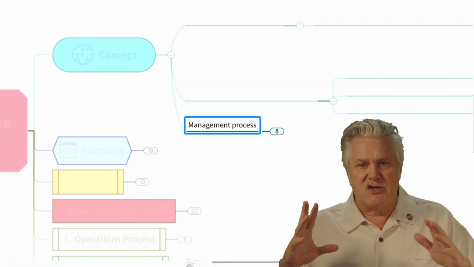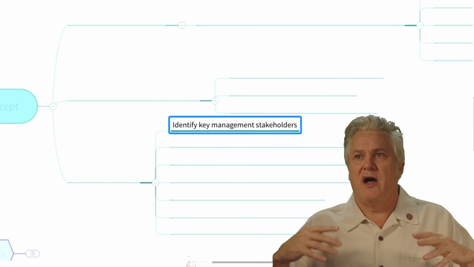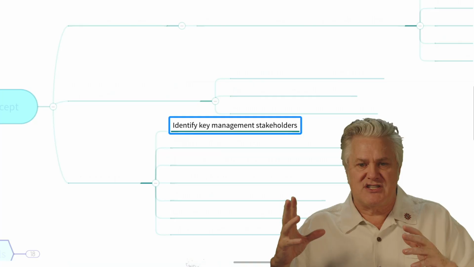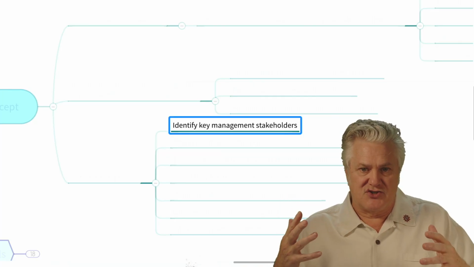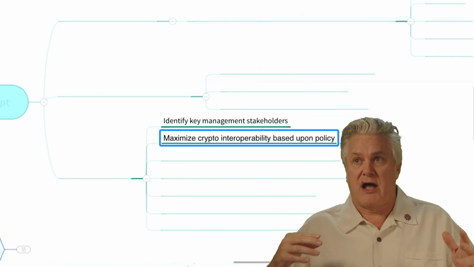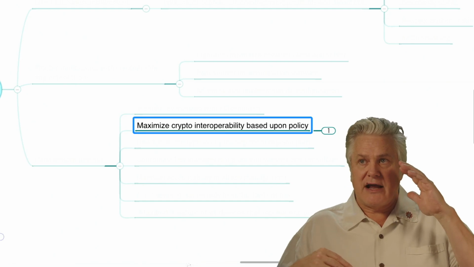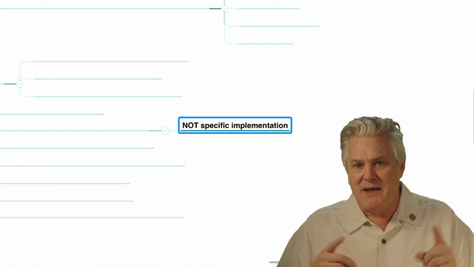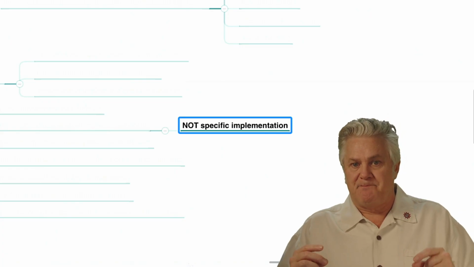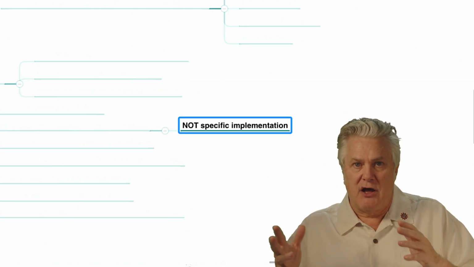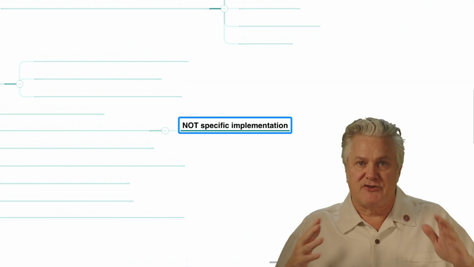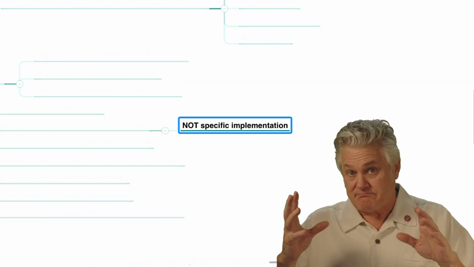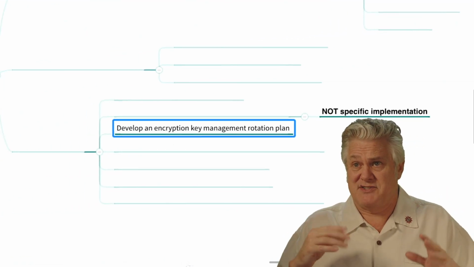If we look at the management process, what does that include? Well, we're looking at the key management stakeholders. This would be on our digital signature side of things and who they are throughout the organization. We have to look at crypto interoperability based upon the policy, not based upon the specific implementation. Implementations come and go. Policies are there forever, so we have to fit to those.